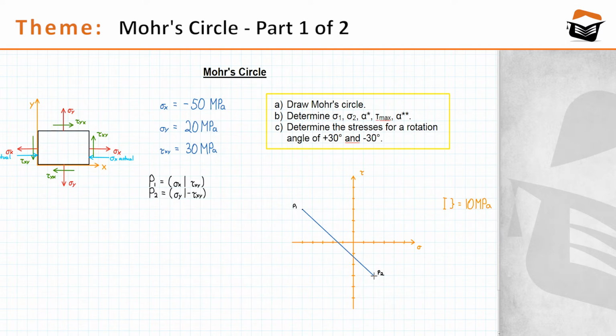Okay, so that straight line connects point 1 with point 2, and the intersection between this diagonal line and the sigma axis marks the center of Mohr's circle, as well as the mean normal stress, or the average normal stress, sigma m. Sigma m stands for the mean normal stress. And if you use this scale that I have already outlined, you will find that the magnitude of the mean normal stress must be roughly minus 15 MPa.